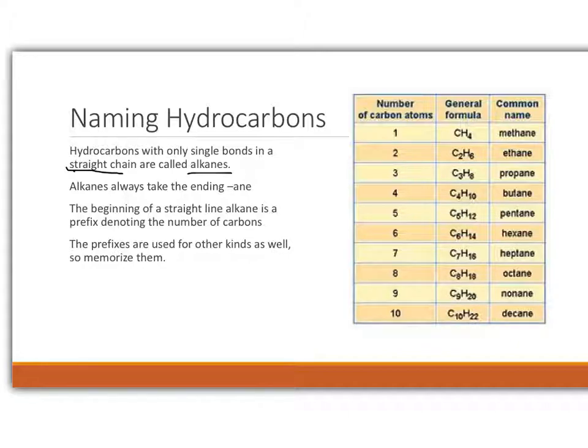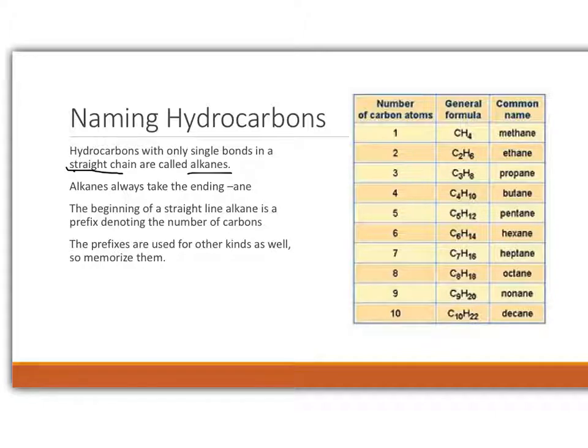Alkanes will always have the ending ane. That's how we're going to know that you mean only single bonds. Alright? The beginning of a straight line alkane, and these beginnings are going to stay the same for every possible organic molecule, is a prefix that tells you how many carbons are in your straight chain. Okay? So, most of these prefixes are similar to us. The first 4 are new in some ways. This is something you are going to have to memorize.